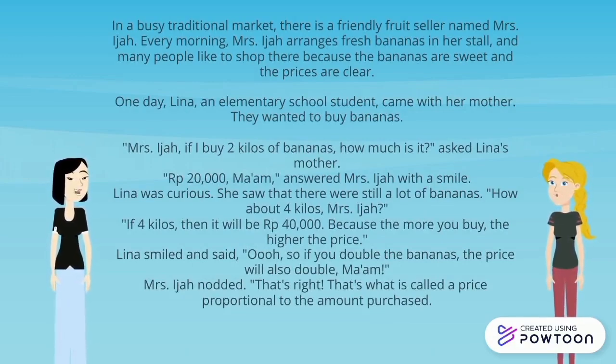Lena was curious. She saw that there were still a lot of bananas. "How about 4 kilos, Mrs. Ija?" "If 4 kilos, then it will be 40,000 rupiah, because the more you buy, the higher the price." Lena smiled and said, "Ooh, so if you double the bananas, the price will also double, ma'am?" Mrs. Ija nodded. "That's right. That's what is called a price proportional to the amount purchased."